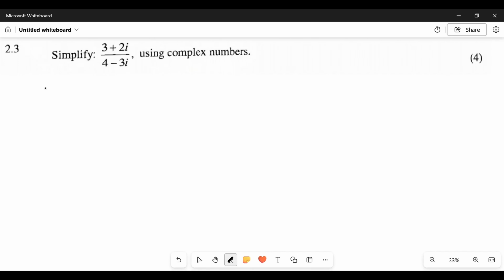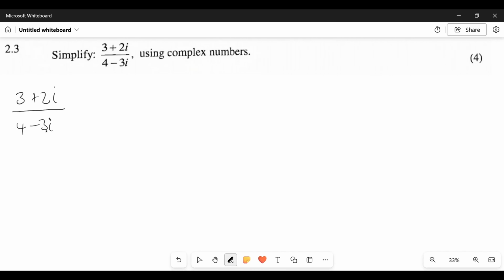So the statement goes like this. They say simplify (3 plus 2i) all over (4 minus 3i) using complex numbers. So they want us to simplify these complex numbers that you see here. So I'm going to rewrite them again. As you can see, we have 3 plus 2i, all this is divided by 4 minus 3i. Right. So these complex numbers, guys, are dividing and also are in rectangular form.